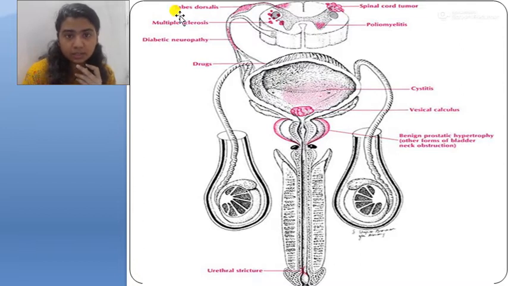See here, starting with tabes dorsalis. The DRG group of neurons are mostly affected in tabes dorsalis. If it is multiple sclerosis, then the white matter tracts controlling micturition are responsible. If it is diabetic neuropathy, then the peripheral nerve is involved. If it is drugs, then they have a direct impact on the urinary bladder.